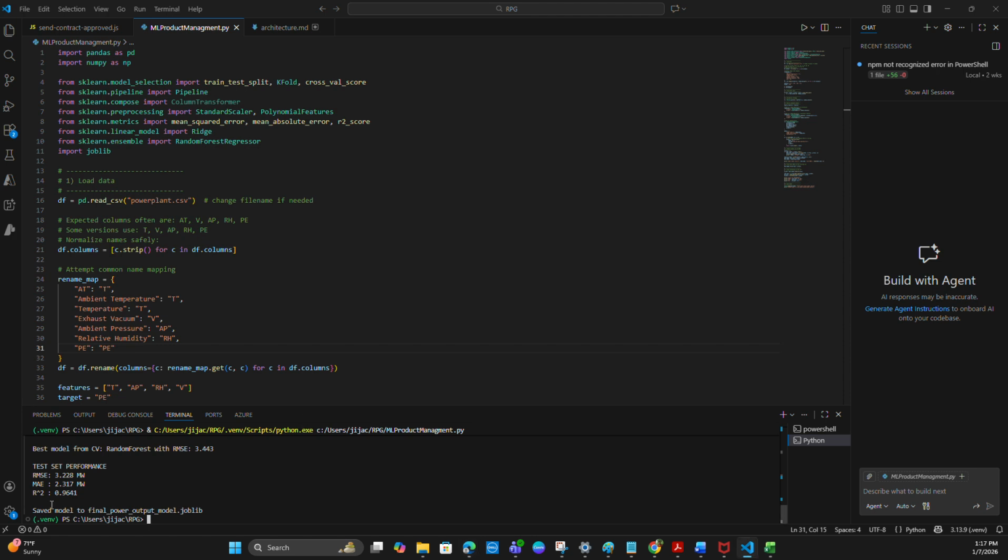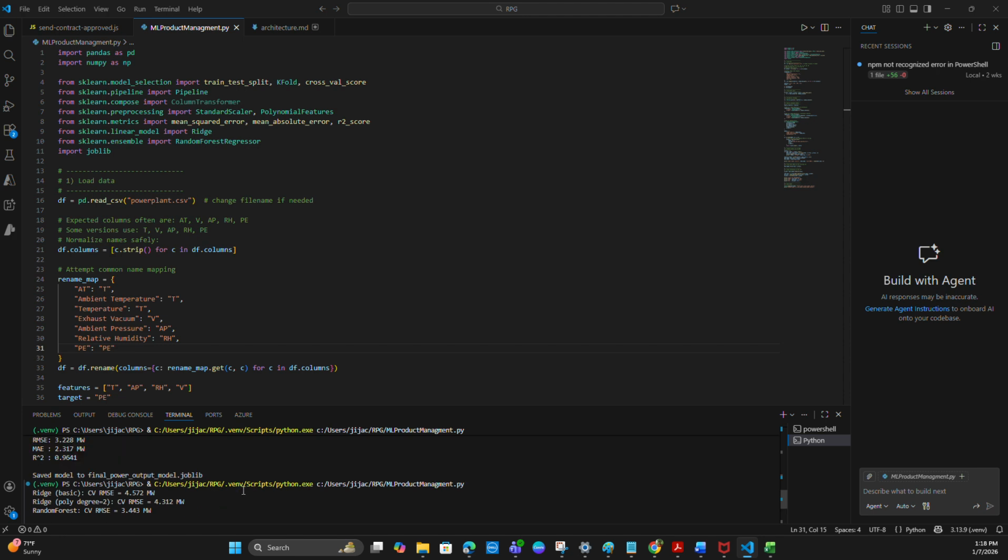You can see here the R squared is 0.9641 and RMSE is 3.228. So this is my result. In the ridge polynomial degree 2, the CV RMSE is 4.312 megawatts, and random forest is 3.443 megawatts. So in this way we have executed the project, and this is my project output.